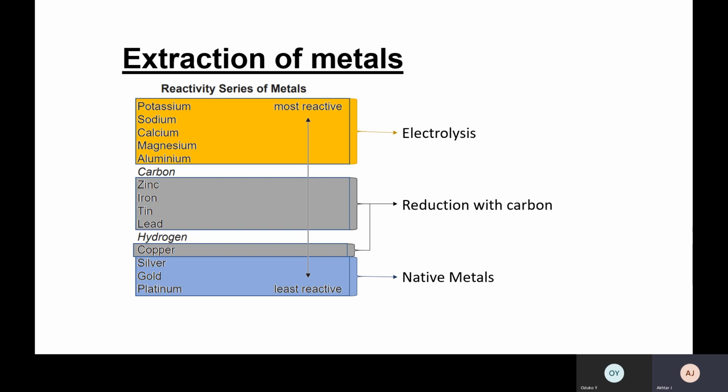They're so unreactive that they don't even react with oxygen in the air, which explains why they're used for things like jewellery. The rest of the metals, however, are not found in their native form, and so chemical processes need to be used to purify them. We'll be going through one of those processes today, and the other process comes up in our next topic.